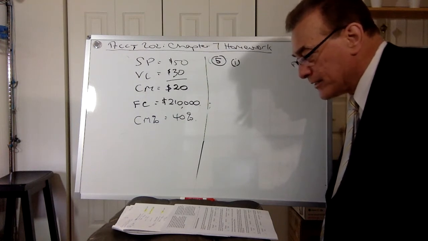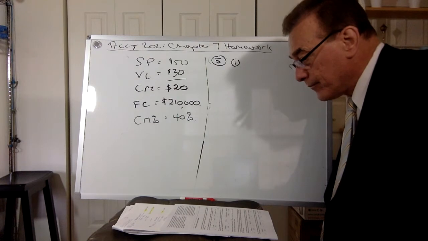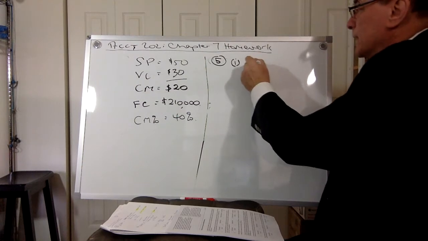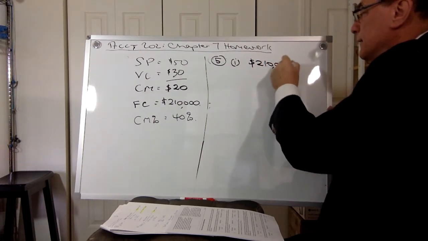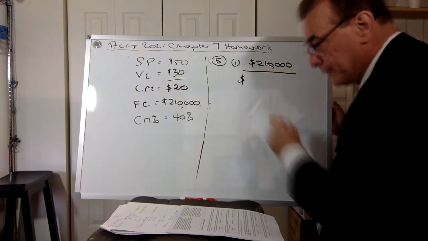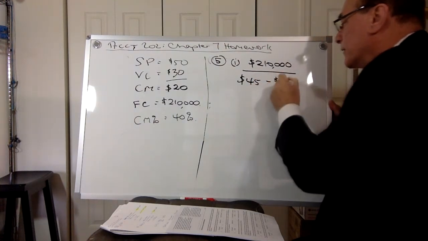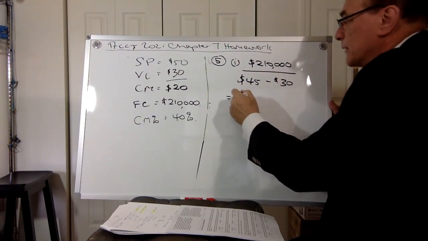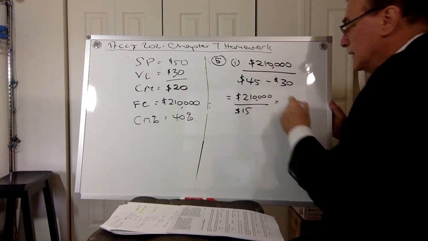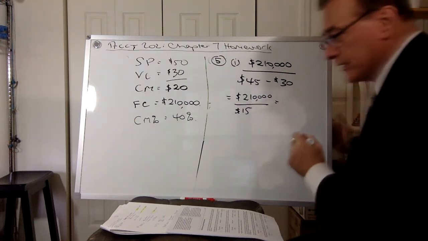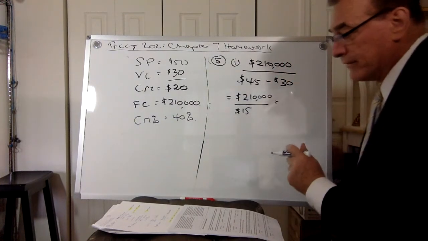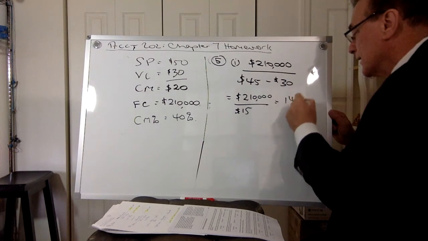Because they want to increase the number of passengers. Compute the new break-even point in units and sales dollars. Okay, so all we do now, same formula: fixed cost, $210,000, divided by selling price, which is $45, minus variable cost, $30. So we get $210,000 divided by $15, and that gives us 14,000 tickets.